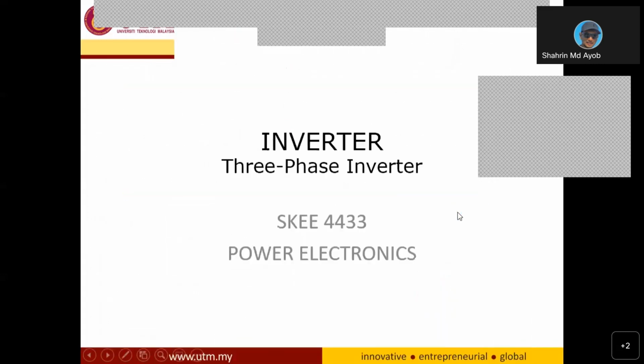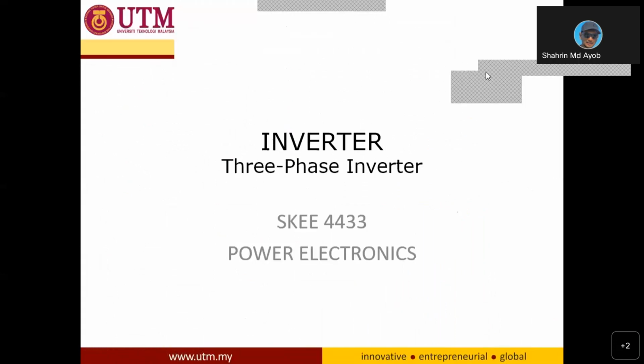Okay, so as promised, we will go through in brief about the three-phase inverters, maybe around 45 minutes, and after that we will go for the next subtopic, which is the AC motor drive. Even though these three-phase inverters are not in your final exam, the questions related to them will be inside your AC motor drive questions.